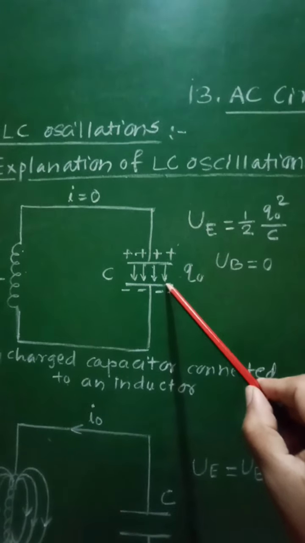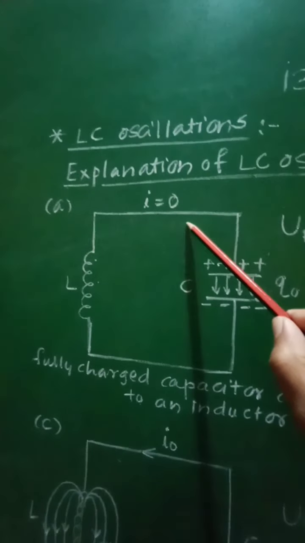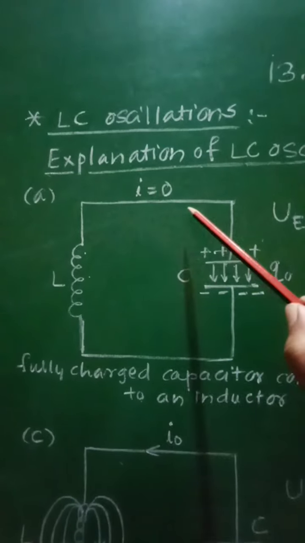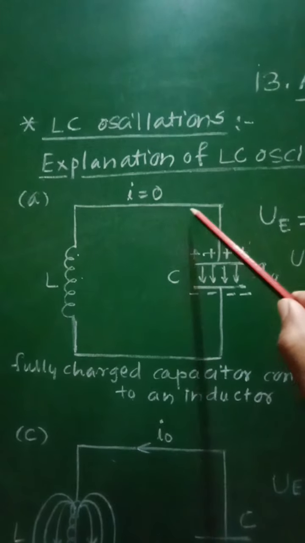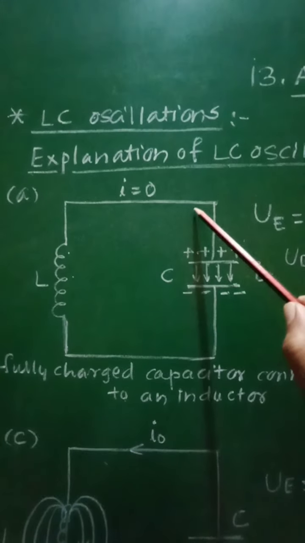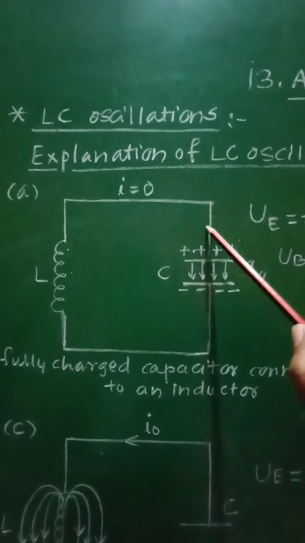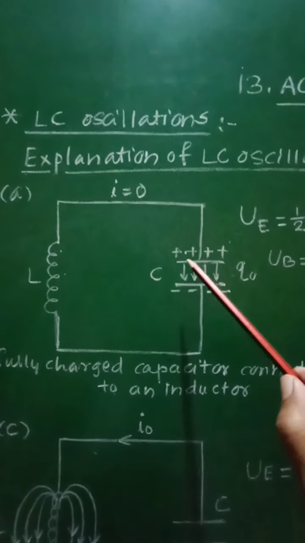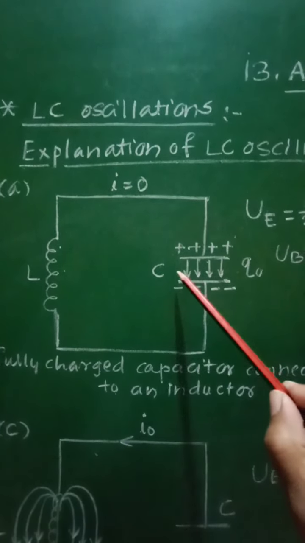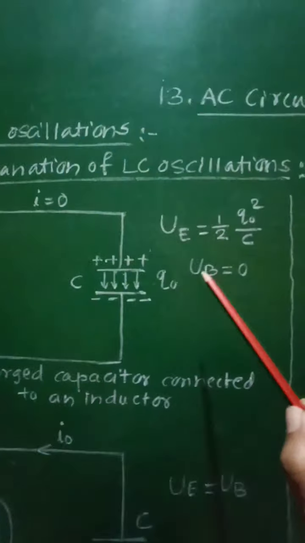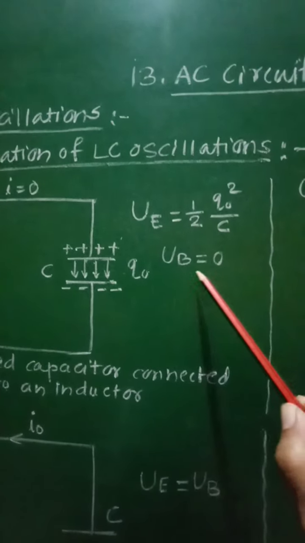Then, as soon as this capacitor is connected to the inductor, no current flows through the circuit. That means since there is no current, that is I equal to 0 in the circuit, the energy stored in the magnetic field of this inductor will be equal to 0, and therefore UB will be equal to 0.